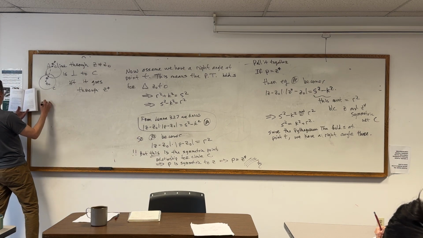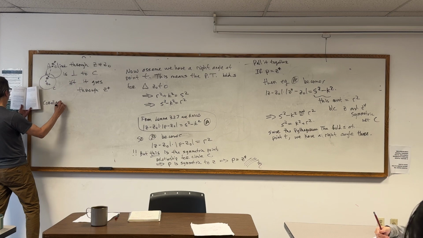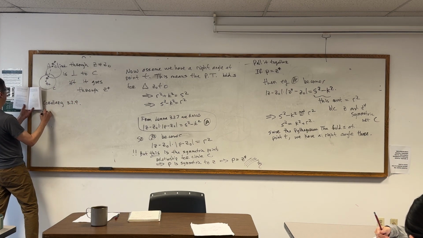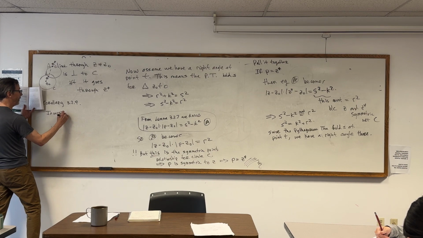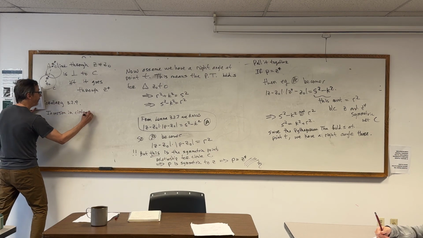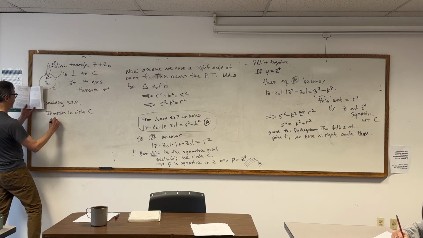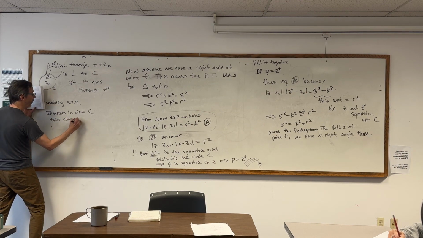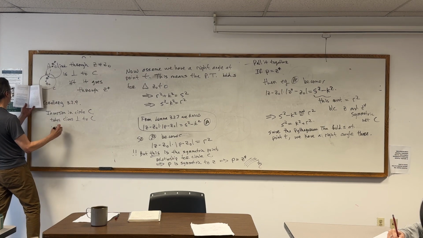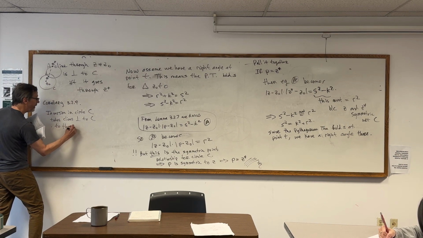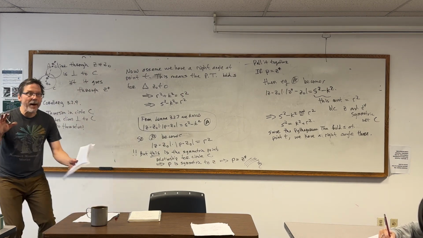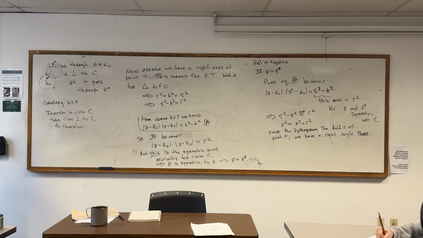So here's what I'd like you to argue for me. Corollary 329. Inversion in a circle C takes clines orthogonal to C to themselves. You remember when we looked at the app at the beginning of class and there was that moment when the inversion and the circle merged? That said that its inversion became itself. It is its own inversion. How does this follow from what we've just seen?